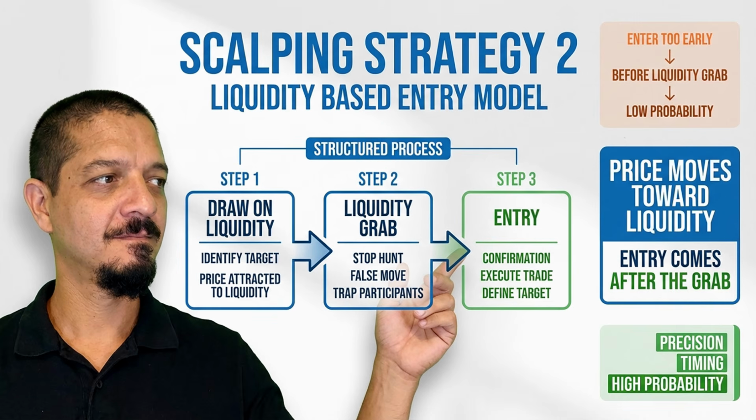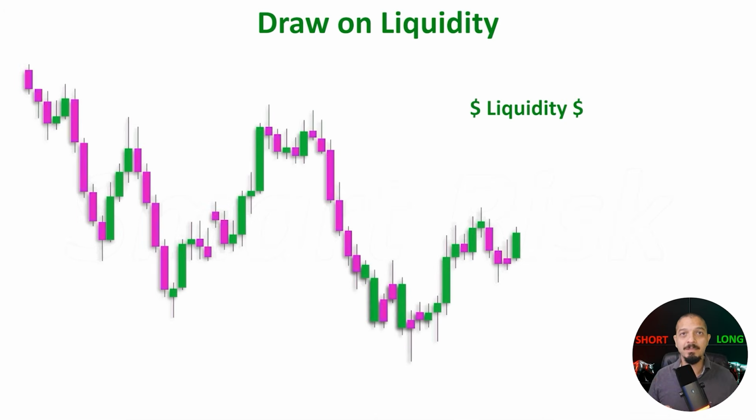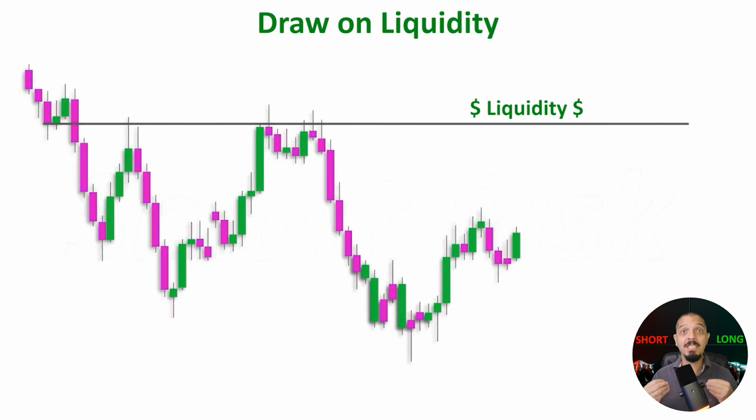Let's move on to the second scalping strategy. This setup has three main parts: a draw on liquidity, a liquidity grab, and the entry. So, what is a draw on liquidity? It simply means identifying a key liquidity level that price is moving toward.